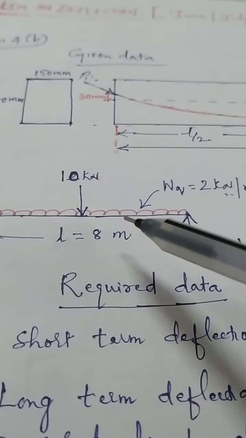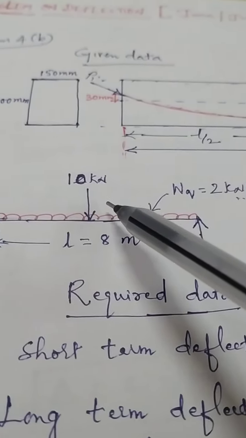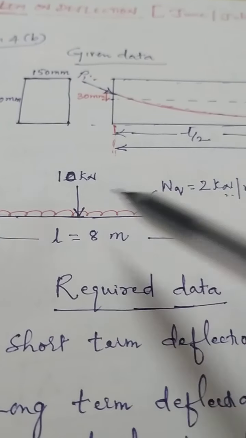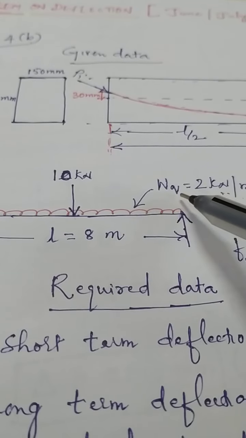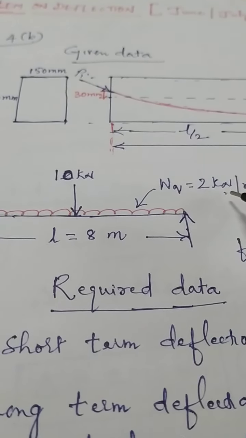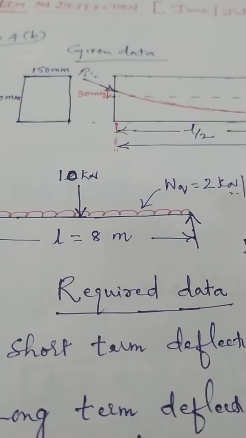And what are the external loads given? The live loads given are a 10 kilonewton central concentrated load, and a live load is also given, WQ. Q is actually the external UDL I have mentioned. That is 2 kilonewton per meter.